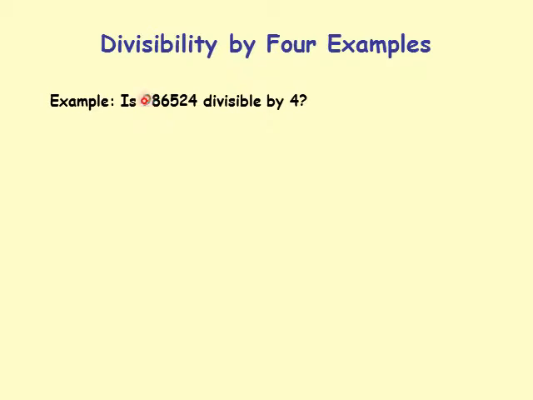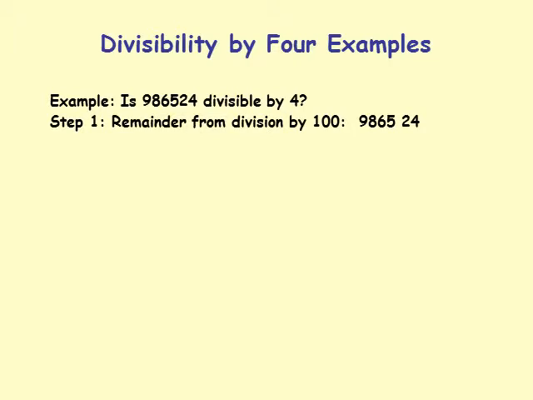Okay, now another example: is 986524 divisible by 4? We went to lots of work to find out the number was divisible. Now we use all the shortcuts we can. First is the remainder. We split the number like that, 986524, then draw a line. We cross out the quotient, which we don't need, toss that out, and 24 is the remainder.